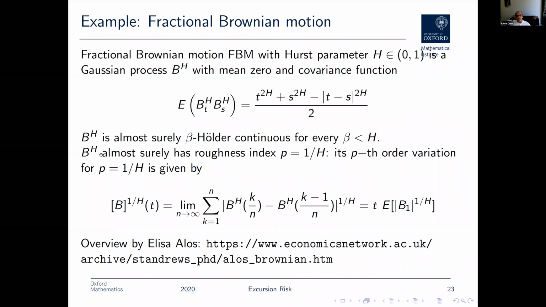And in fact, it has almost surely roughness index 1/H. So its pth order variation for p equals 1/H is non-zero, and it's proportional to time. In the case of Brownian motion, this is well known, and the constant is 1. But this is also true for any fractional Brownian motion. So the roughness index is 1/H.